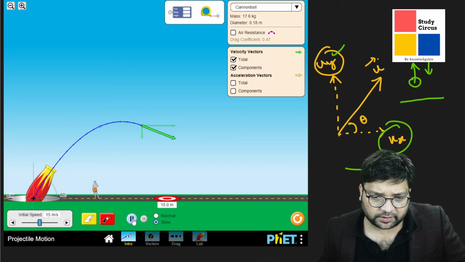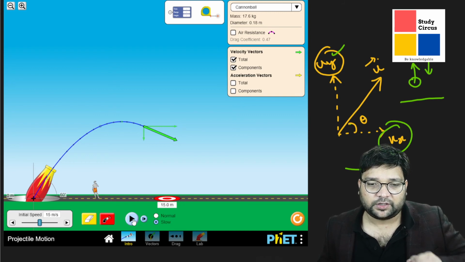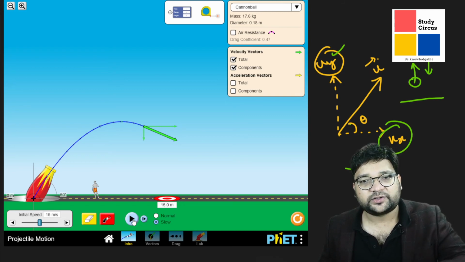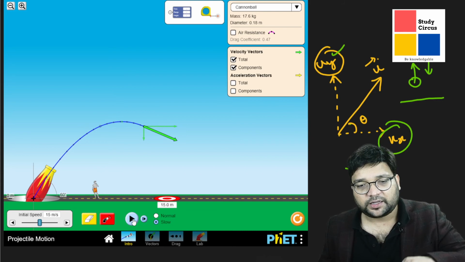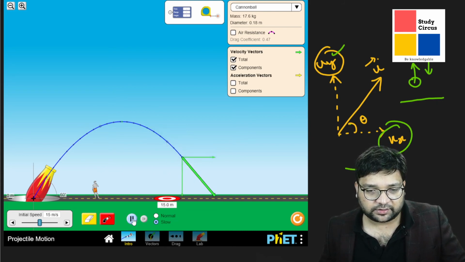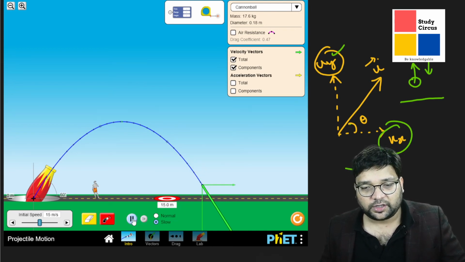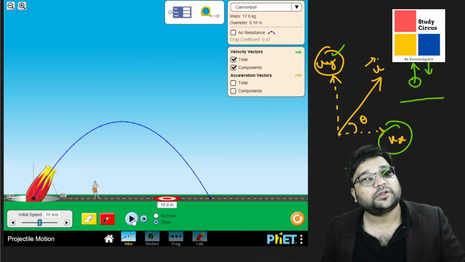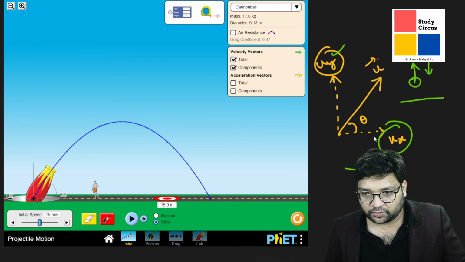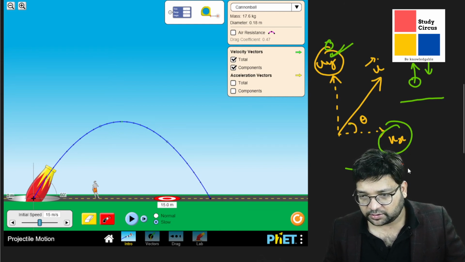Now if I play again, see, the vertical component of the velocity is there once again in the downward direction this time, because it has started gaining speed in the downward direction. Again see, it will increase, and when it touches down the ground, it will become the same as the initial. So initially if it was uy, on the downward track it becomes like this.